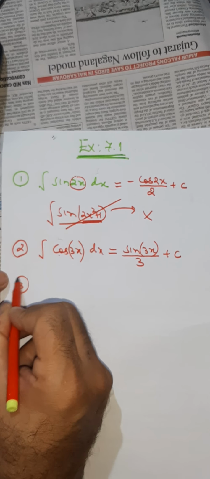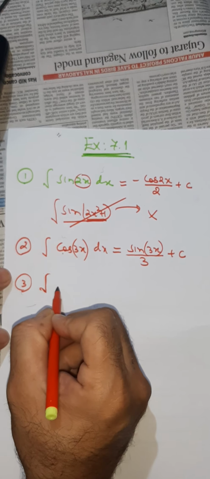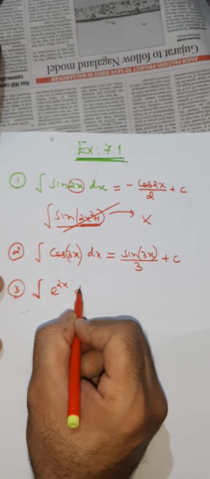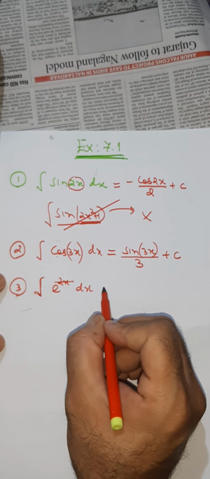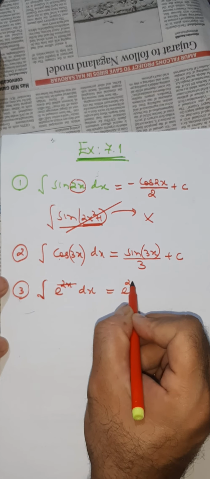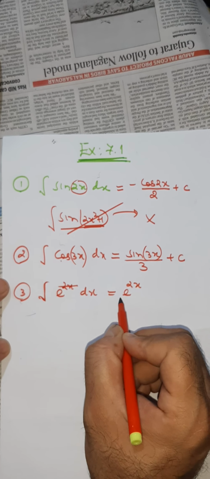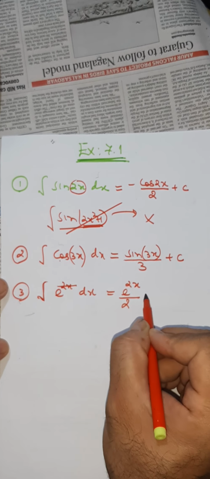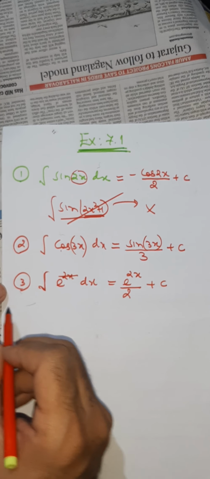Third one, integral of e raised to 2x. This is a linear function. You know, integral of e raised to x is e raised to x. So e raised to 2x upon the coefficient of x, which is 2 plus c.